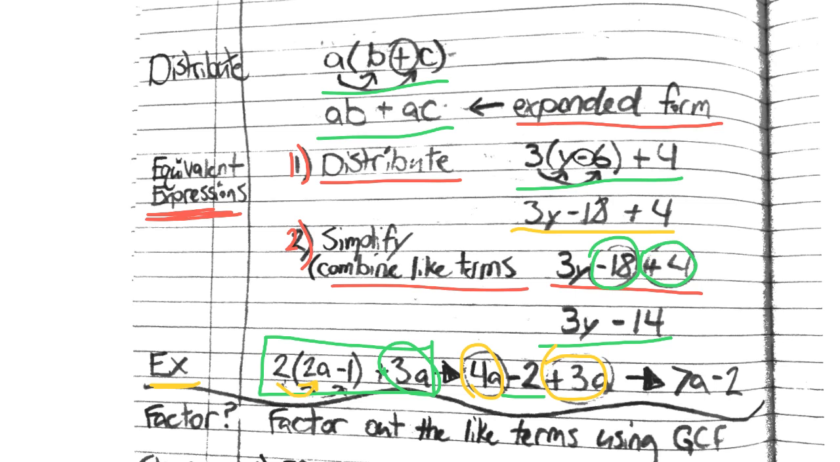And we see the a's are obviously our like terms, what we can combine. They both are positives. So 4 and 3 is going to get us 7a. And then we can't forget about that minus 2 in the middle. So we have 7a minus 2. So you distribute, then once you're done distributing, you look at your like terms and see if there's anything that you can combine from there.